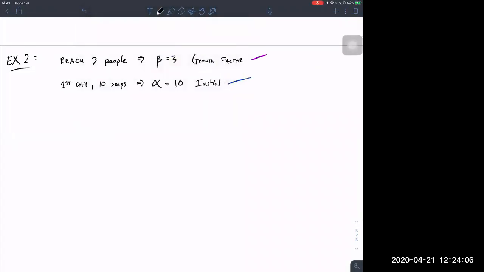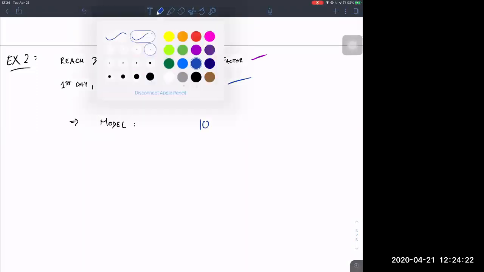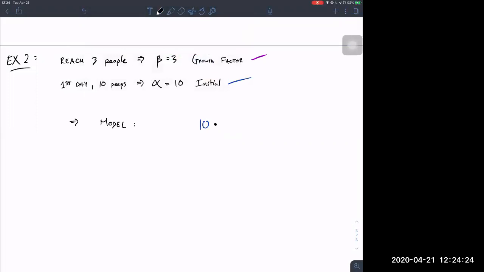This implies that your model is the initial times whatever the growth factor is to the I minus 1, right? Initial growth. Now remember, this is a summation. We're not keeping track of just the first day. So then you need to add the sigma.